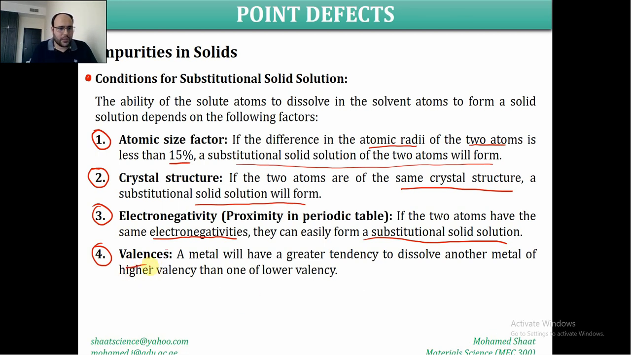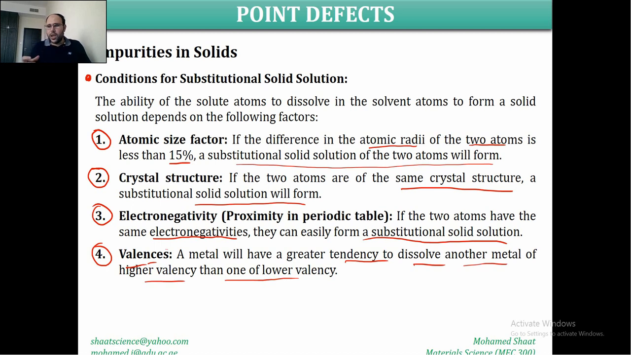Also the valences. The valences are the free electrons, or the electrons located at the outer shell of the atom, as we discussed in chapter 2. So the valences count how many valence electrons exist at the outer shell of the metal. This is also a factor. A metal will have a greater tendency to dissolve another metal, forming a substitutional solid solution, if it has a higher valence than one with lower valences.